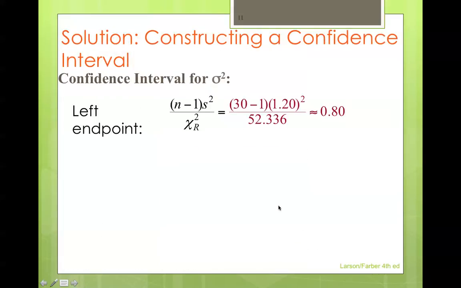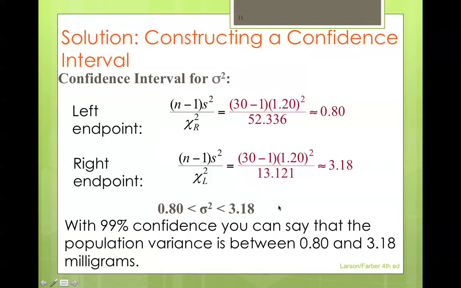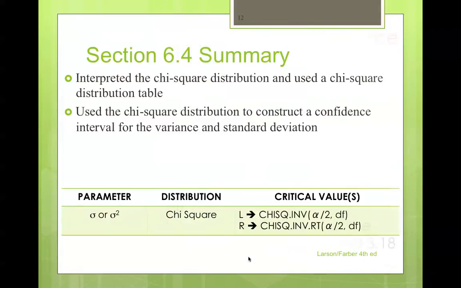So the left endpoint is 0.8, and the right endpoint is 3.18 when it comes to variance, because I took out the square root. With 99% confidence, you can say that the population variance is between 0.8 and 3.18 milligrams.